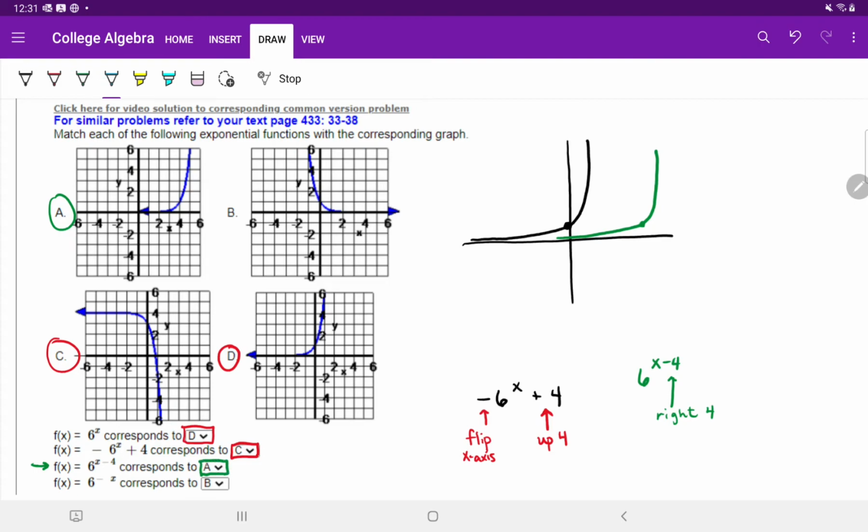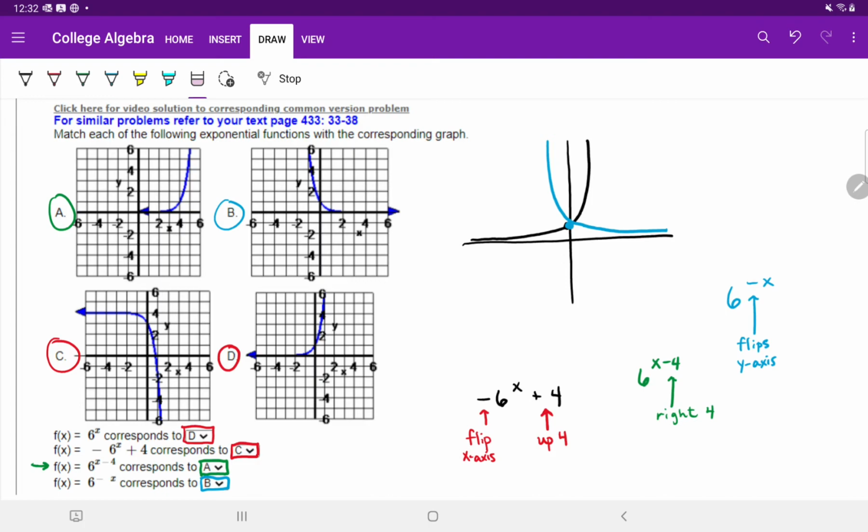And by process of elimination, we can probably figure out what the last one's going to be, but I want to do it anyway. 6 to the negative x. What we've done is we've put a negative in front of the x value. So this flips our function, but it flips it over the y-axis. A y-axis flip is a left-right flip. So what that's going to do is take my function and reflect it across the y-axis. So that's B.